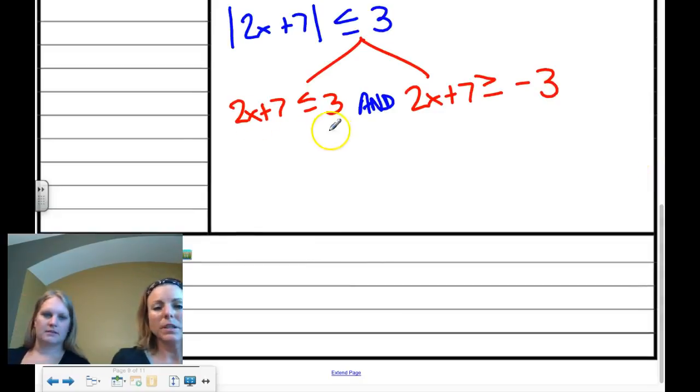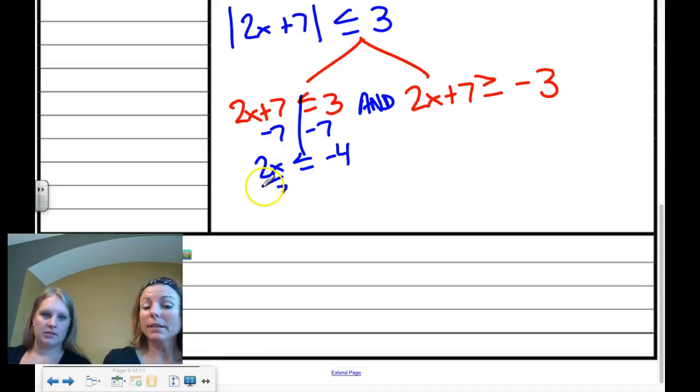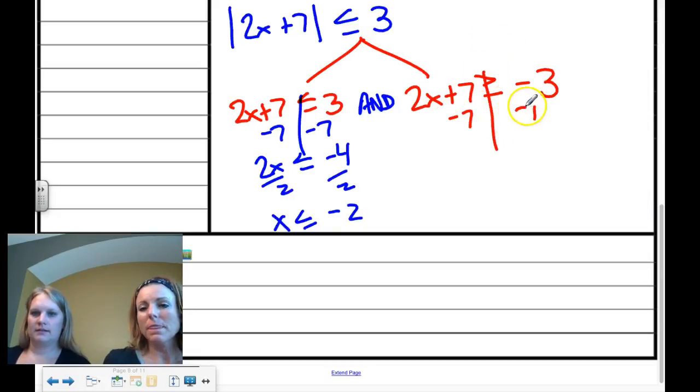So we're going to subtract 7 on both sides. So I'm left with 2x is less than or equal to -4. Divide by 2, and we're dividing by a positive, so you don't have to change the inequality. x is less than or equal to -2. And then the other side, we subtract 7 on both sides. Oops, I almost wrote the answer. There you go. Then I get 2x is greater than or equal to -10.